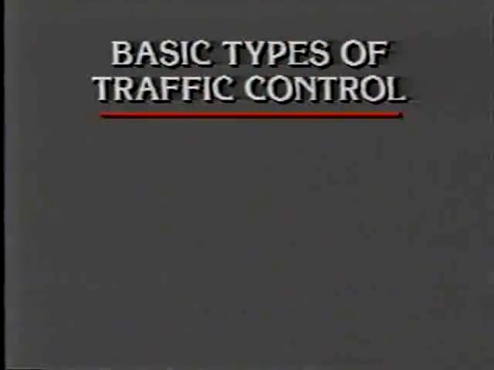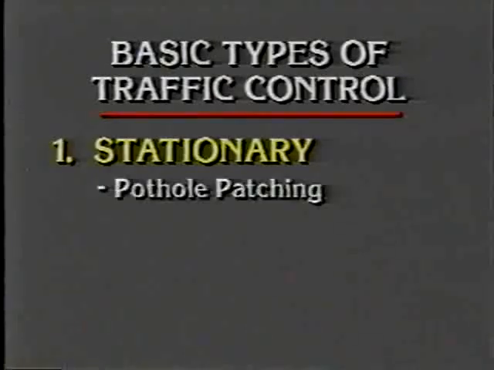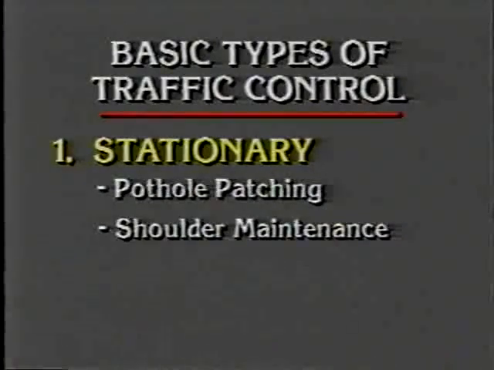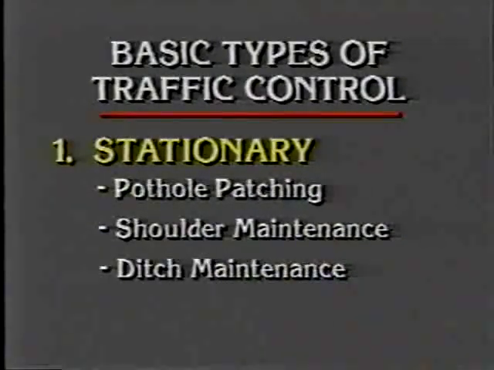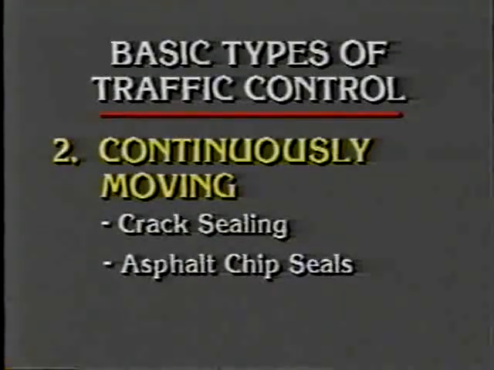In pavement structure repair techniques, the operations require 2 basic types of traffic control. Number 1, a stationary or very slow-moving activity that is essentially stationary. This includes pothole patching, shoulder maintenance, and ditch maintenance. And number 2, a continuously moving activity. This includes crack sealing and asphalt chip seals.